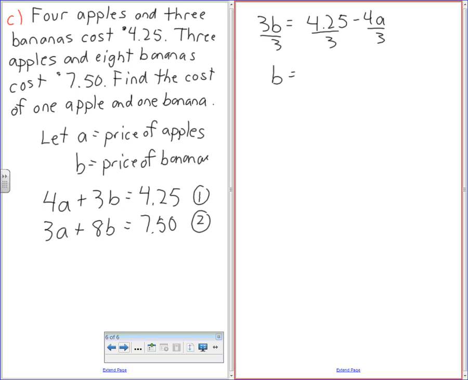What's 4.25 divided by 3? Does that work out? 1.42. Exactly. Well, 1.41. I'm going to leave that as a fraction. As soon as you save yourself, and this goes to anybody here, it's going to be huge decimals, so leave it as a fraction.